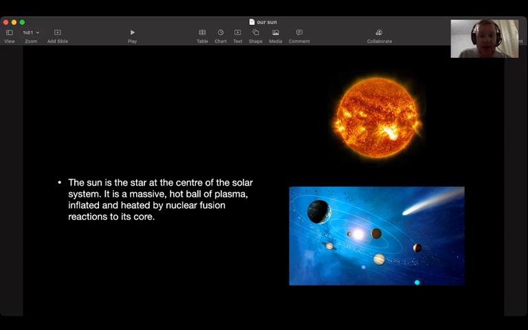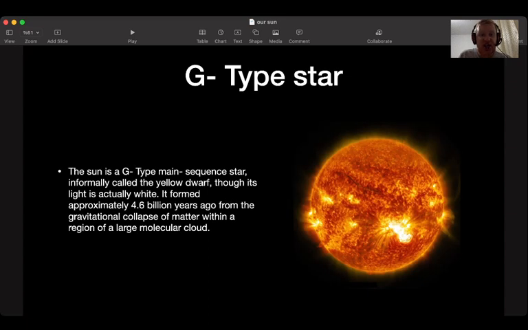So next, the Sun is a G-type star. The Sun is a G-type main sequence star, informally called the yellow dwarf, though its light is actually white. So the light that we're all getting from the sun around the world is actually very white, but it's classed as a yellow dwarf.